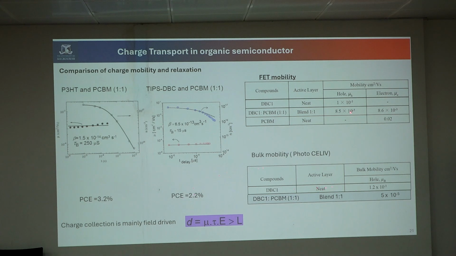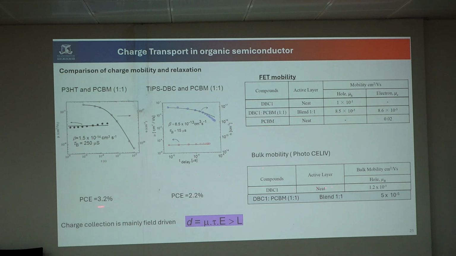That's why here, the hole mobility is 10 power minus 5 and the electron mobility is 10 power minus 3, so there is a mismatch. That also causes the device performance to go down. For the case of P3HT, the electron mobility and hole mobility are almost equal. That's why we are getting somewhat decent performance.